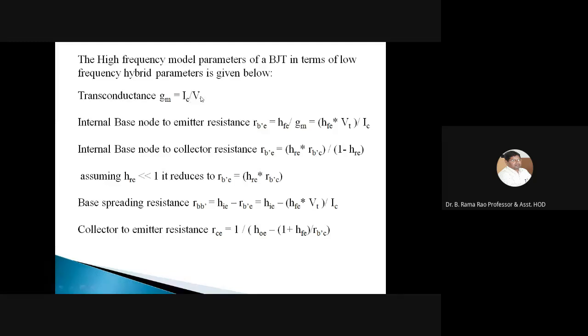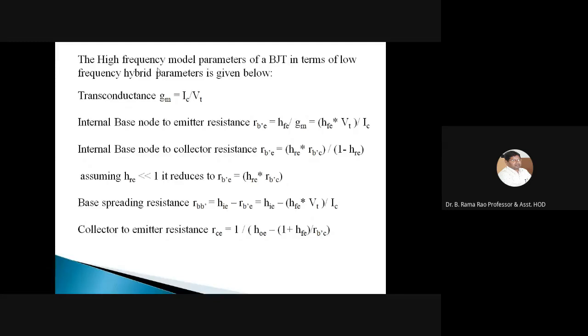This VT depends on the value of the temperature. VT is nothing but T by 11,600. We know this from the previous discussion: the threshold voltage VT is equal to T by 11,600, where capital T is the temperature, room temperature.